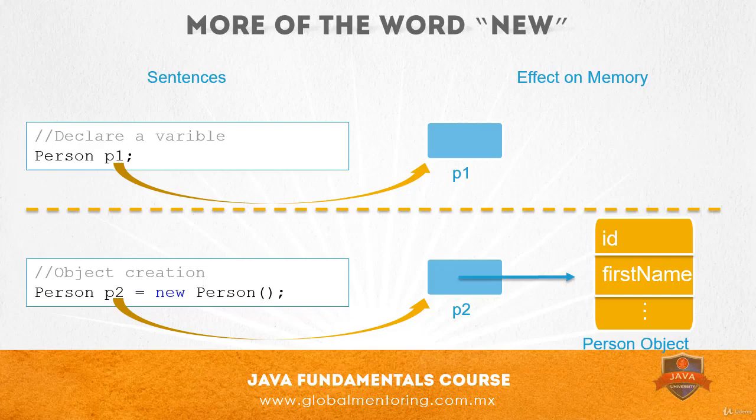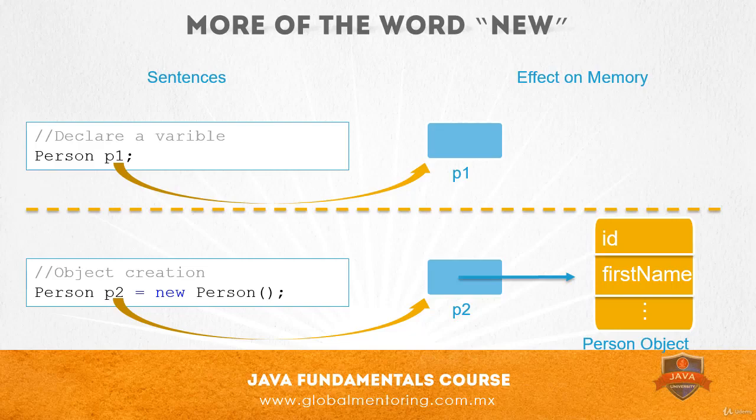So in this figure, we can see that first we declare a variable of type person class called p1. We can see that the effect this has on Java memory is that a space is created for this variable called p1. But this variable does not yet have any assigned value, since only the variable was created. In the second sentence, we can observe that in addition to declaring a variable of type person called p2, it is assigned the reference of an object of type person.